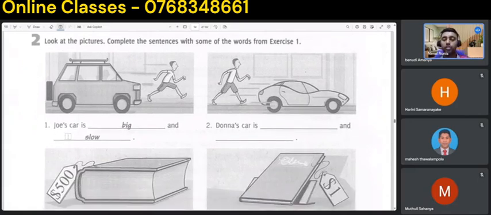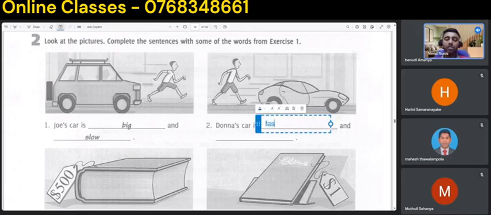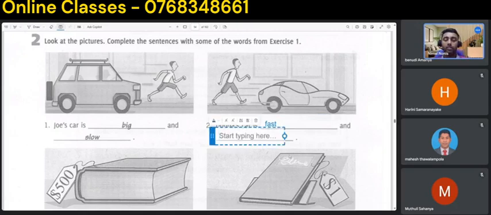Let's see. Joe's car is big and slow. Here they are not using the comparative form because they are talking about only one car. Since they are talking about only one car, we are simply going to use the adjective. Donna's car is small and fast. In that way also you can say, Donna's car is fast and small.